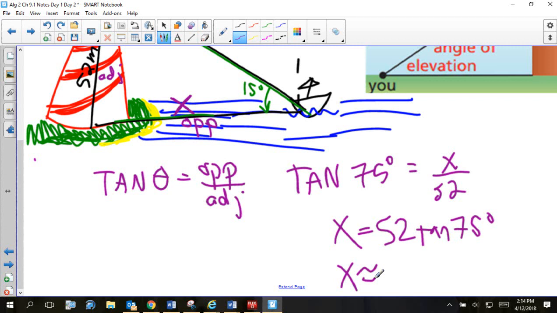All right. Jacob, what'd you get? 52 tangent 75. Yeah. 194.07 meters. Did you say 07? Is that right? Is that wrong? What happened?